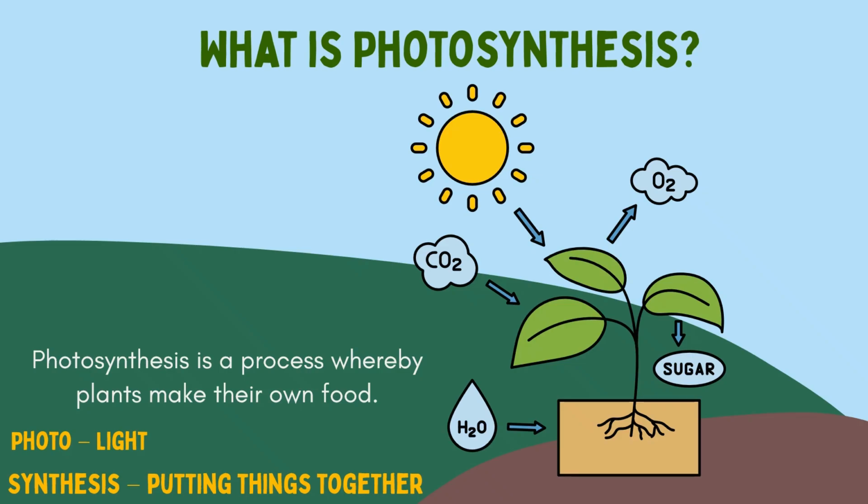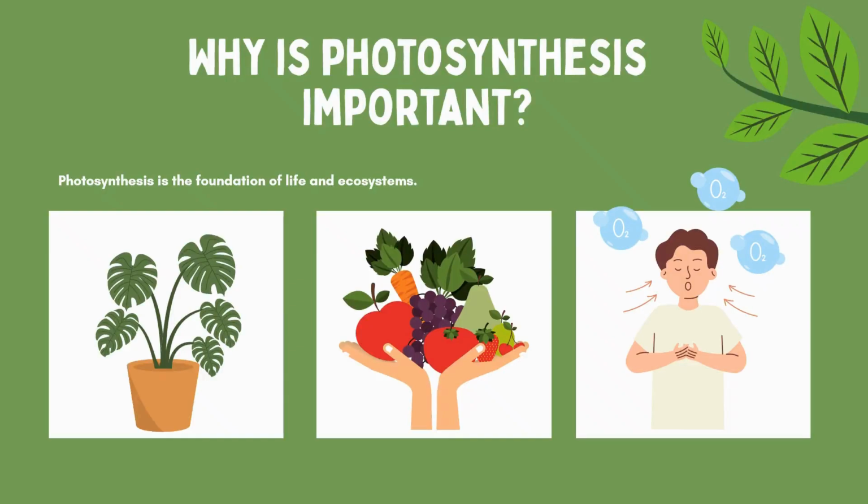Now that we know what it is, let's think about why this process is so important for all living things. Photosynthesis is the foundation of life and ecosystems. It is very important because it keeps life going on Earth. It keeps plants alive, the very same plants that provide food to eat and oxygen for us to breathe. What a powerful process it is. But for this amazing process to happen, plants need certain things.